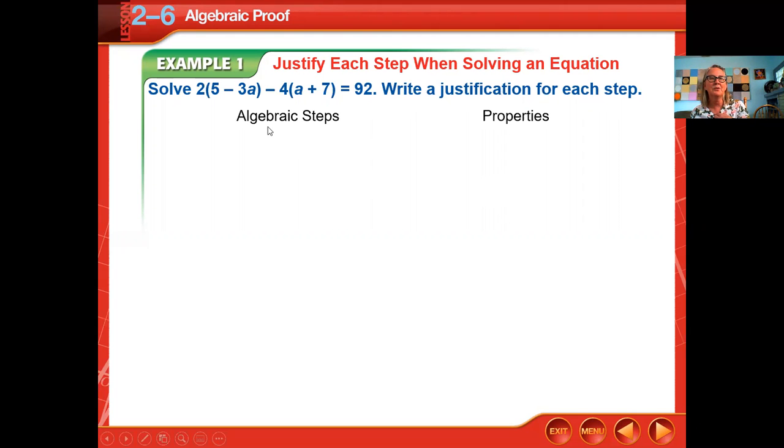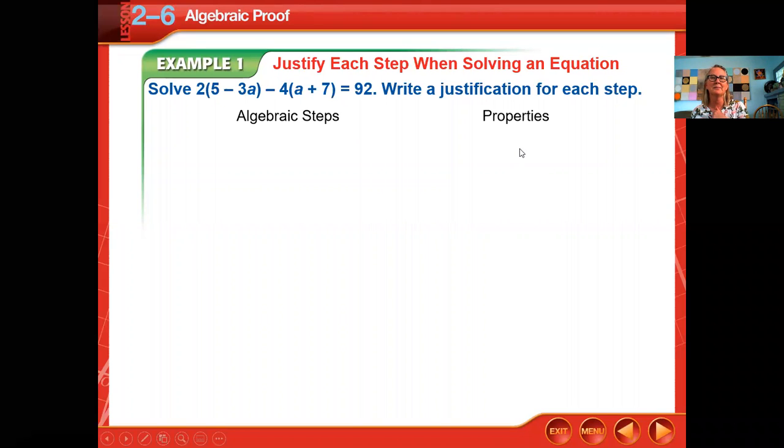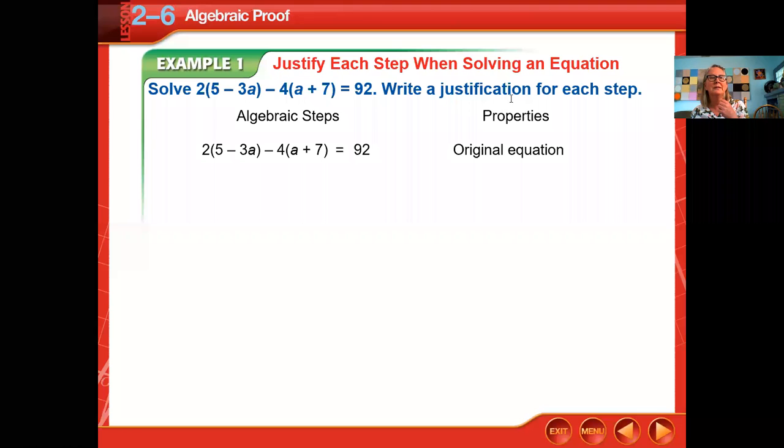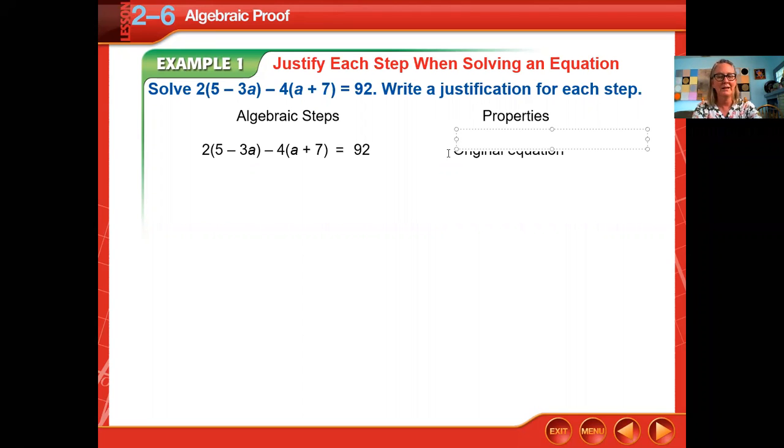So there are algebraic steps, and you're going to write a justification for each step. It's going to be a property. So why do I have this equation? Well, because it's the original equation. And honestly, instead of that, I would probably just write given, because I was given that.